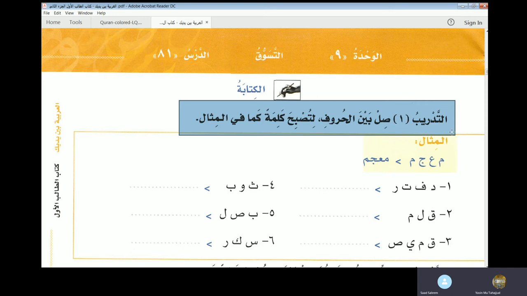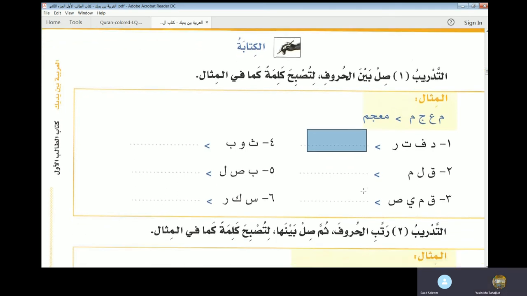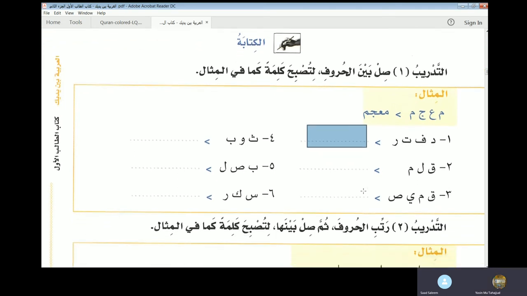It's a link between the letters so that it becomes a word, like an example. So just tell me what word will be made here. Okay, that's daftar, notebook.